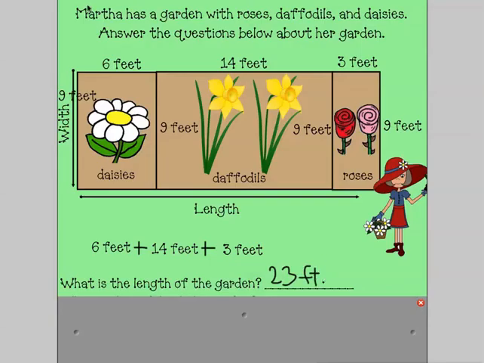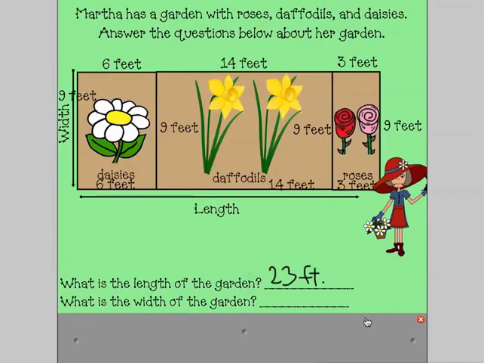Good job. All right, let's get this cleaned up a little. Now, let's see what our next question is. I'm going to put this back. All right, what is the width of her garden? So again, we're measuring the entire garden, not just a single section. But because all of the widths of each of the sections are the same, this one's easy. The width of Martha's garden is 9 feet.